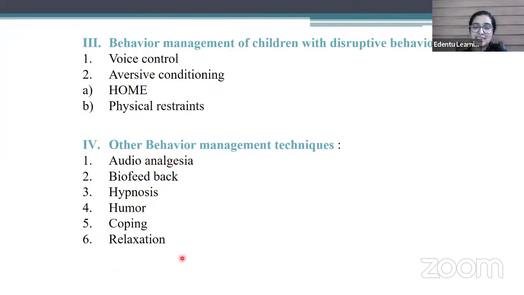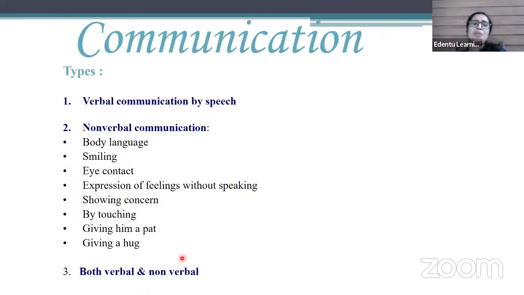So this is regarding the classification. Now, getting into the detail, as per the question, they had asked us to enumerate and also to write in detail regarding the communication. So we know the different types is verbal communication, that is by speech, and then we also have non-verbal communication, that is mainly through the body language, through the eye contact, through the expression of feelings, etc. And then we also show the non-verbal communication through a mere touch or just giving a hug or a pat, etc.